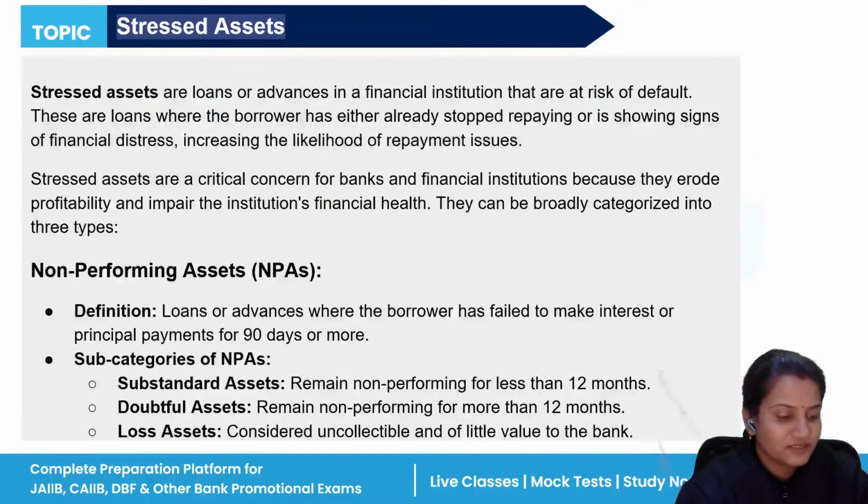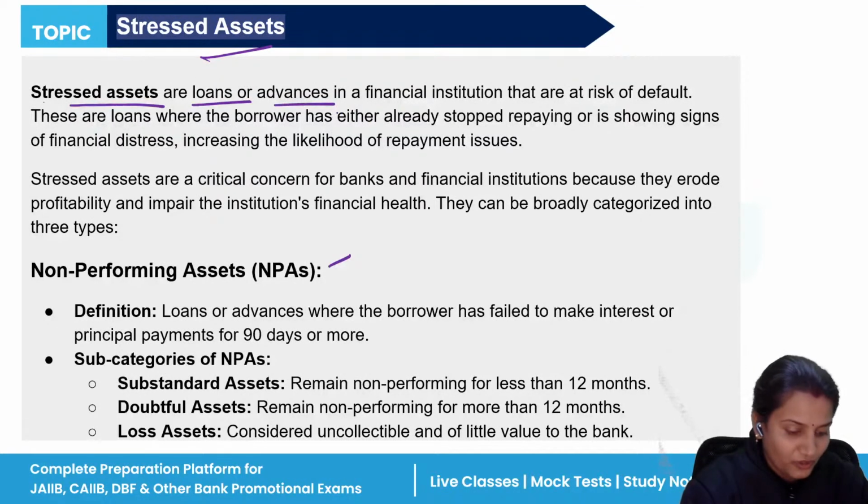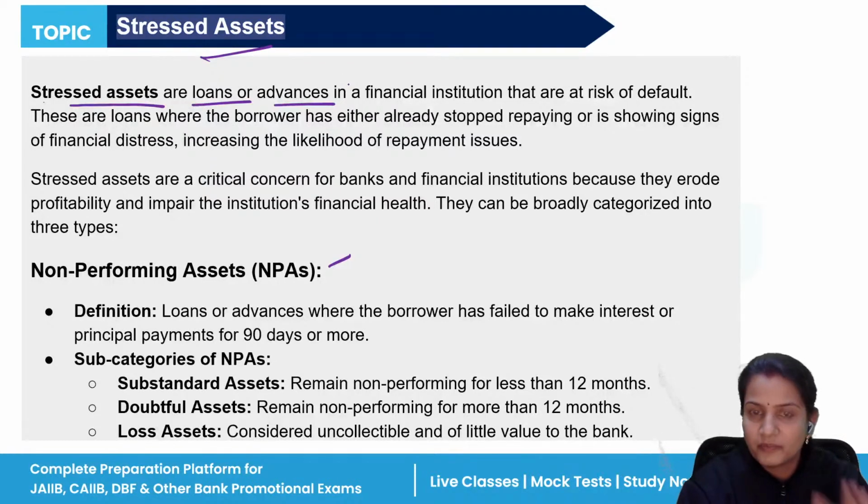Now, next is, what are stressed assets? Although we have completed the stressed assets and NPA in our previous units also, but still, let's have a look over here. Now, stressed assets are loans or advances that are at risk or default. See, what happens? We know that credit default arises when there is non-repayment of what? Principal amount as well as the interest amount.